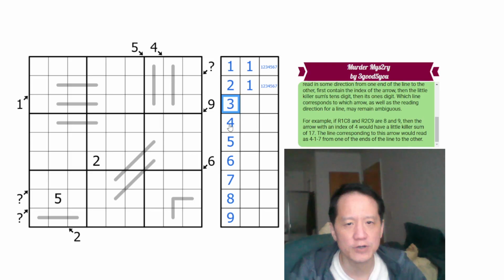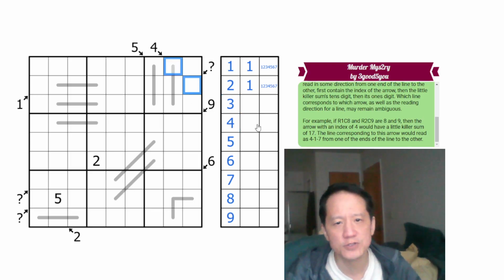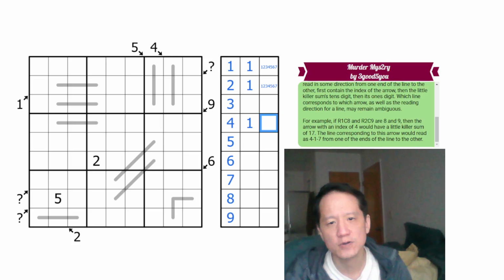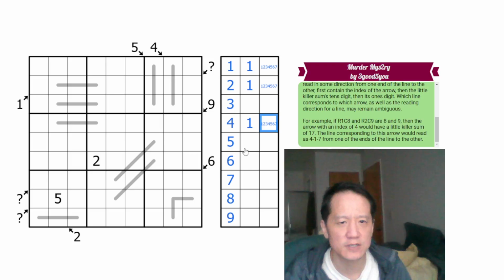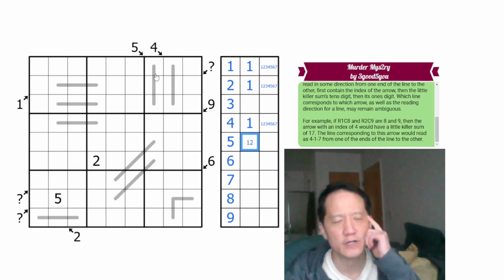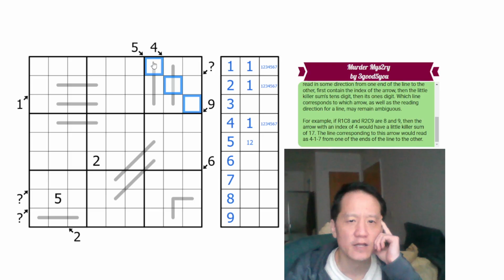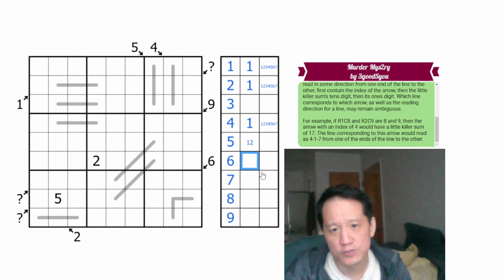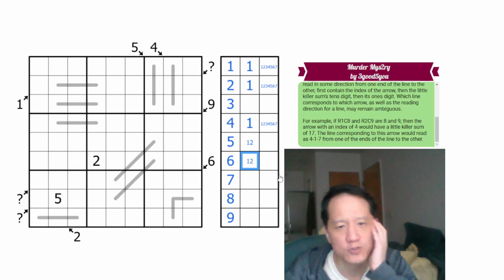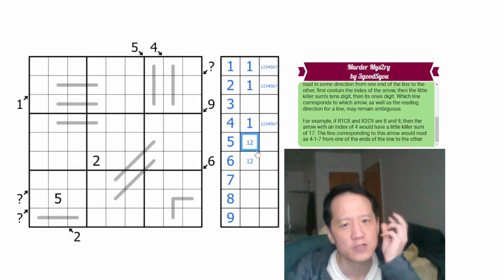3, we don't know. 4 is also the same. It's 11 through 17. 5 could be 1 or 2, right? And it could be any of the digits in between. 6 is also 1 or 2. So it could be up to 24, but down to 11.